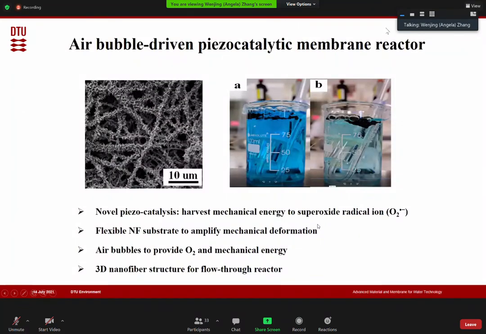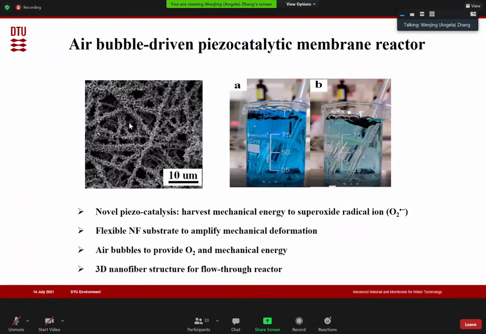So here, as a short conclusion on project 2, you can see the idea is to use air bubbles as a source of mechanical energy to trigger the degradation of contaminants in water with this piezocatalytic membrane reactor. First, we invented a very novel piezocatalyst, this indium-doped cobalt sulfide. And we can see it can generate superoxide radical ions to induce the degradation.